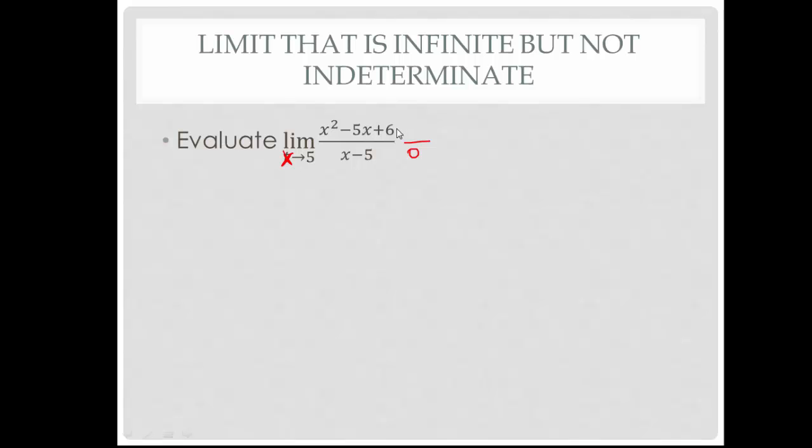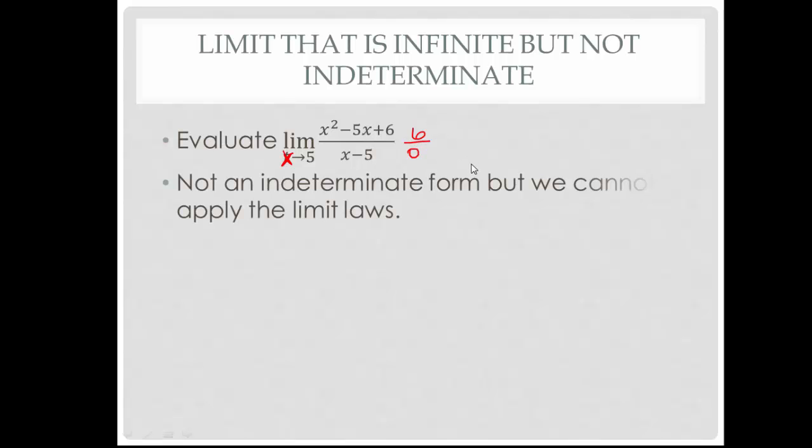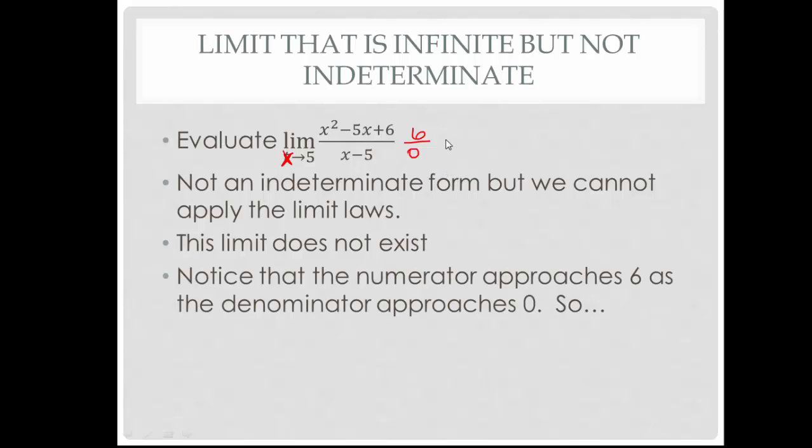But we can keep an eye on that numerator. When we put in 5 directly for x, we get 25 minus 25 plus 6, which leaves us with 6. So this is not an indeterminate form. What we have is the numerator approaching a constant and the denominator approaching 0. While we cannot apply the limit laws, and technically this limit does not exist, we might be able to glean a little more information if we look at this more intuitively. Your numerator approaches 6 as the denominator approaches 0.